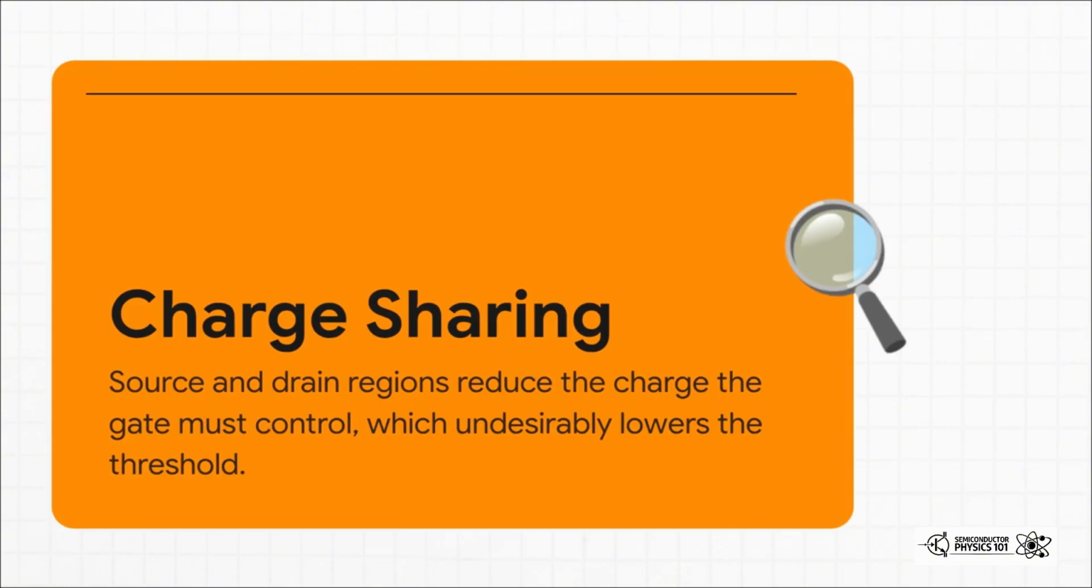So imagine the gate's job is to push open a heavy door. Now, in a short channel, the source and drain are so close together, they basically start leaning on that door from the other side, helping the gate open it. This means the gate has to do less work, and the transistor turns on at a lower voltage than it was designed to, which, as you can imagine, can totally throw off a circuit's timing.